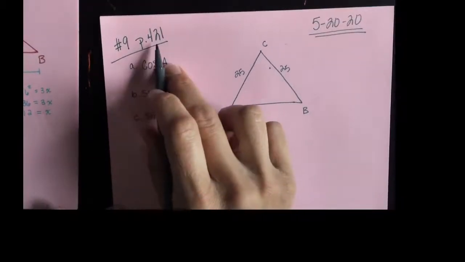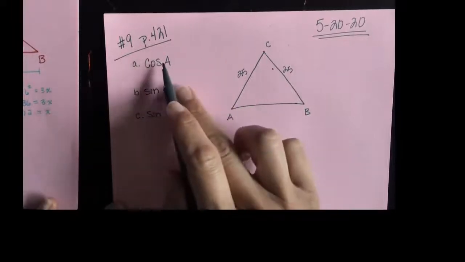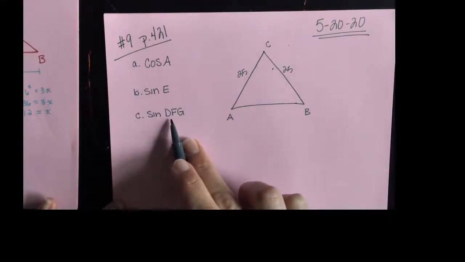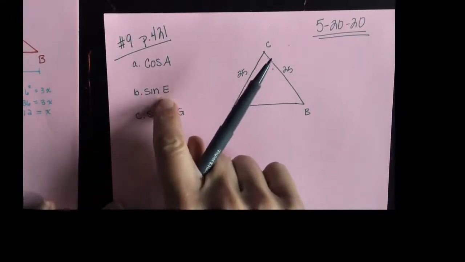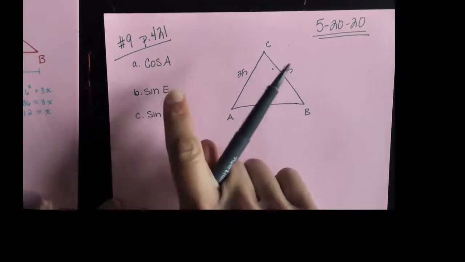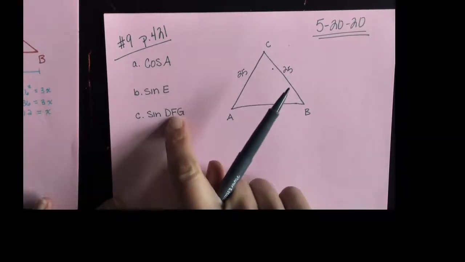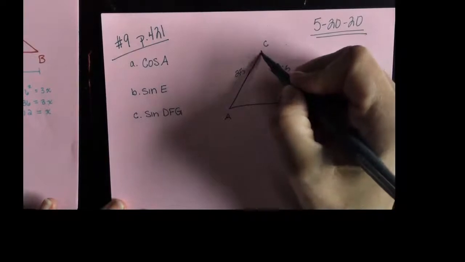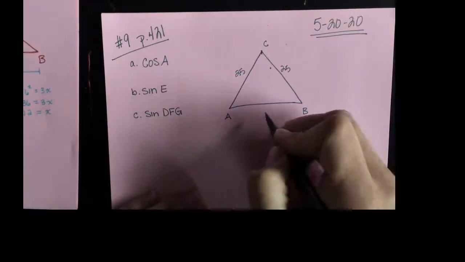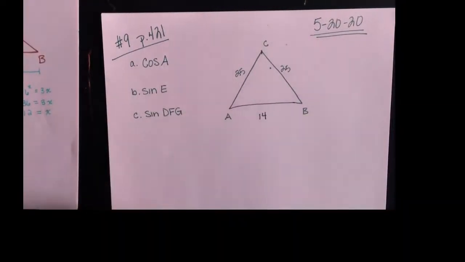So number 9, page 421 from our ENC pages, we have cosine A, sine E, and DFG. This question does not ask for sides or angles. It asks just for the ratios. And the first one looks a little confusing because it's isosceles and acute.